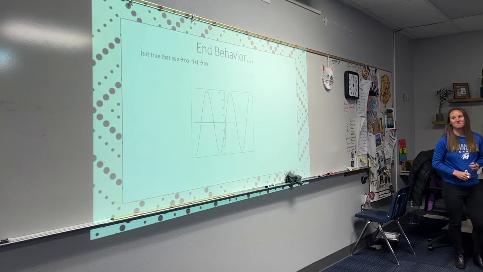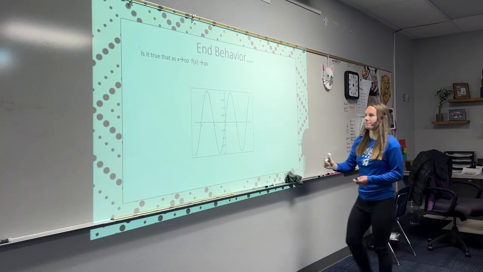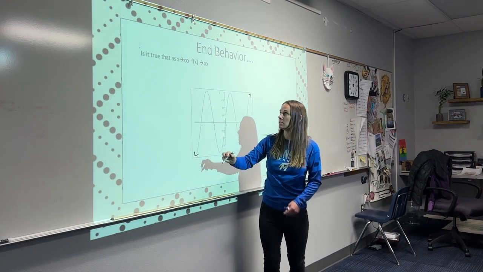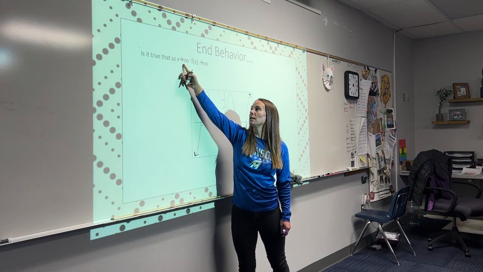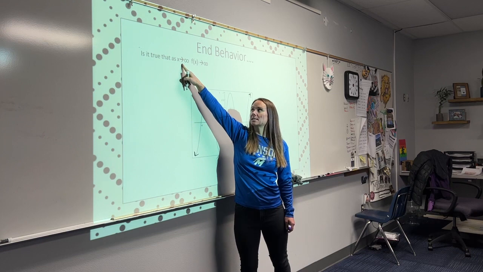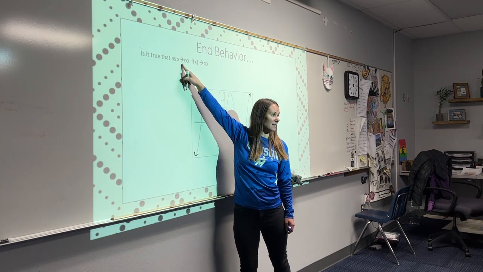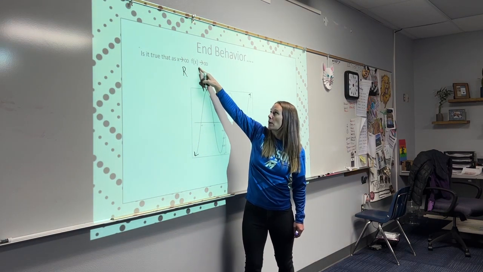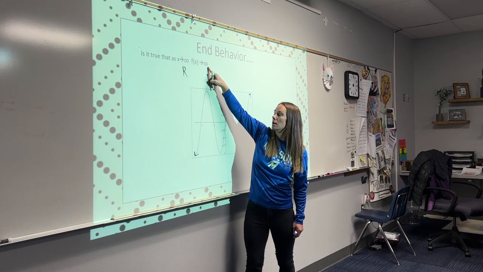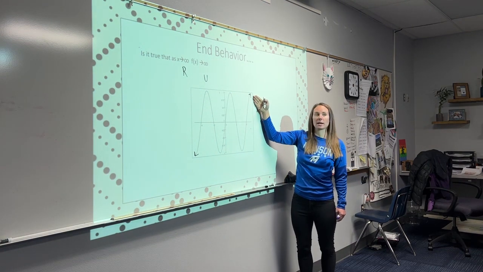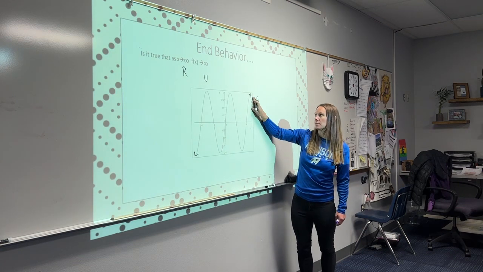Okay, last one. End behavior. If I have arrows on this, I'm asking you, is it true as x goes to infinity, is my f of x going to infinity? When I say x goes to infinity, am I saying left, right, up, or down here? Right. So I'm saying as x goes right, my y does what? Go up. Is that true? As I go right, am I going up? Yeah. Okay, so that is true.